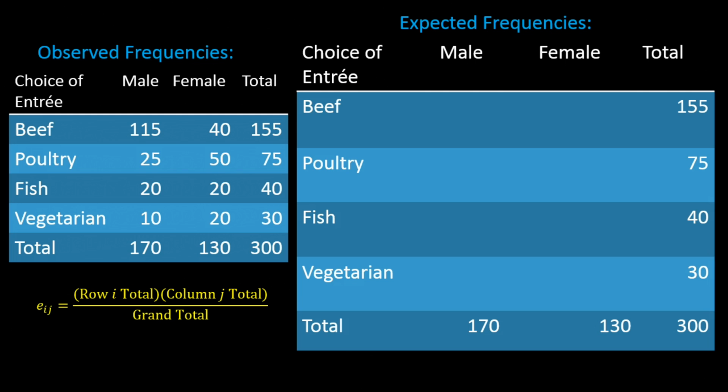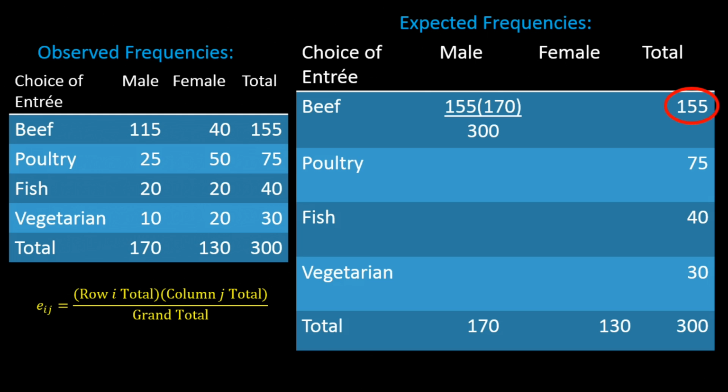Now we are ready to use the formula to fill in each of the empty cells with the expected frequency counts. Let's start with the first cell, which is males who ordered beef. So that is the first cell, row 1, column 1. And to calculate that, we take the row total, 155, times the column total, 170, divided by 300.